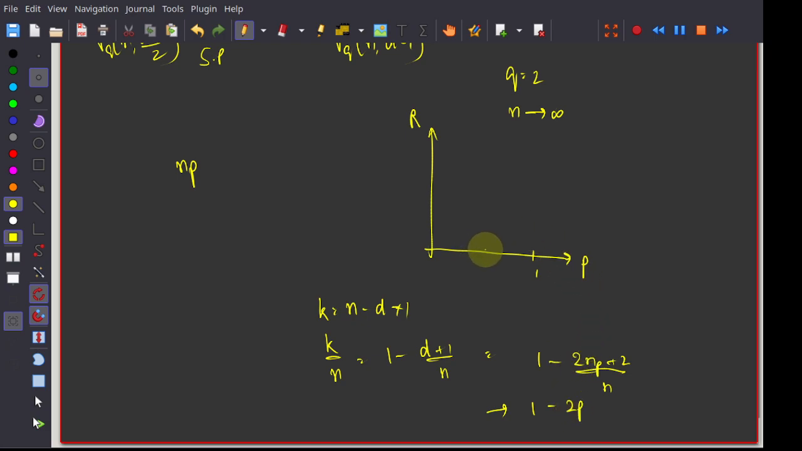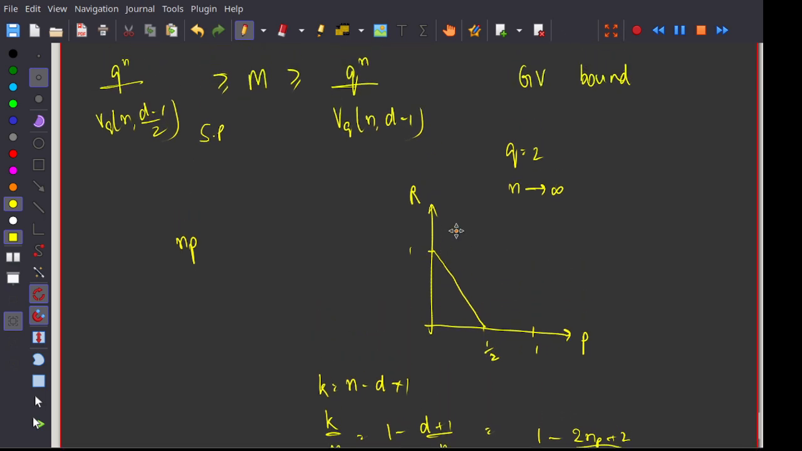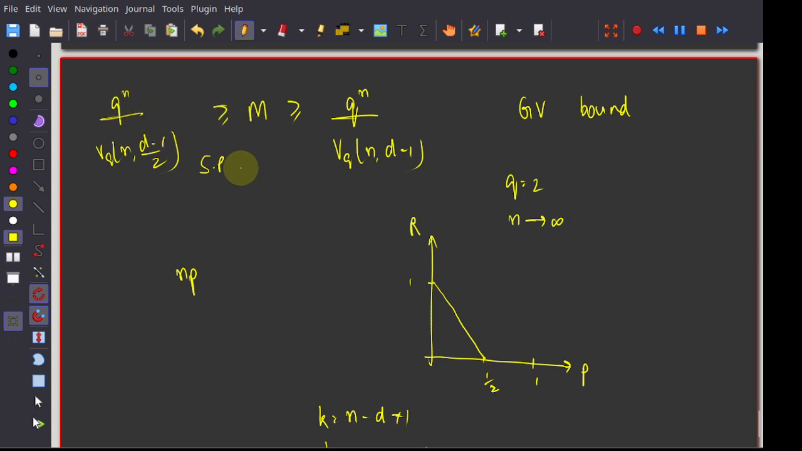So how does that behave? For p equal to 0, R is equal to 1. What does this look like? What is the shape? Straight line. What is the x-intercept? So basically the Singleton bound gives you a straight line from 1 to half. Now you can try to do the same for these two, the sphere packing bound and the GV bound.